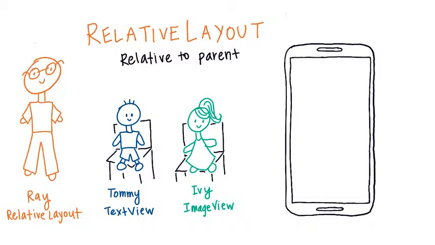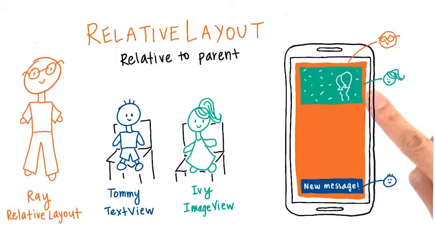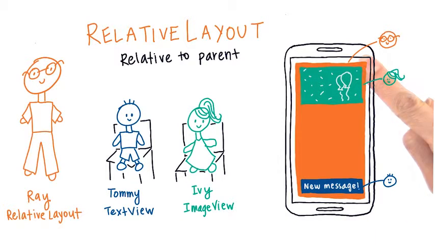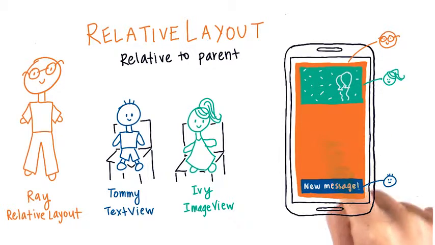For example, it can position children relative to the parent. So if this is the parent view group, we can have a child text view aligned to the bottom of the parent, and a child image view aligned to the top of the parent. This also works for aligning to the parent's left and right edge, as well as the center.